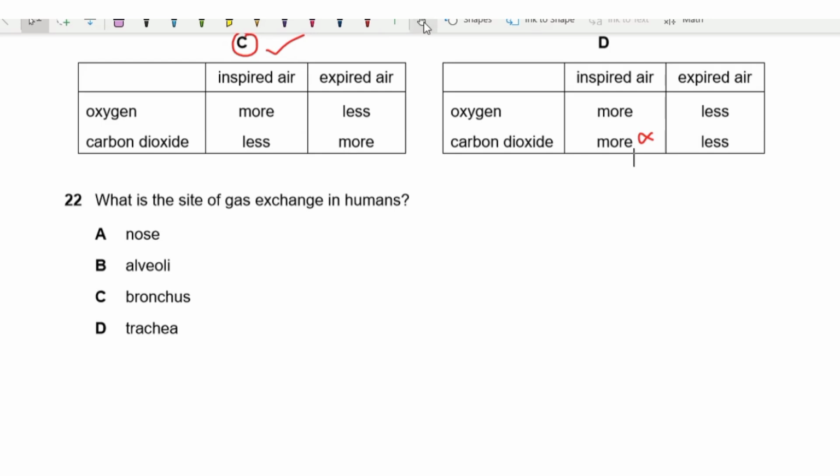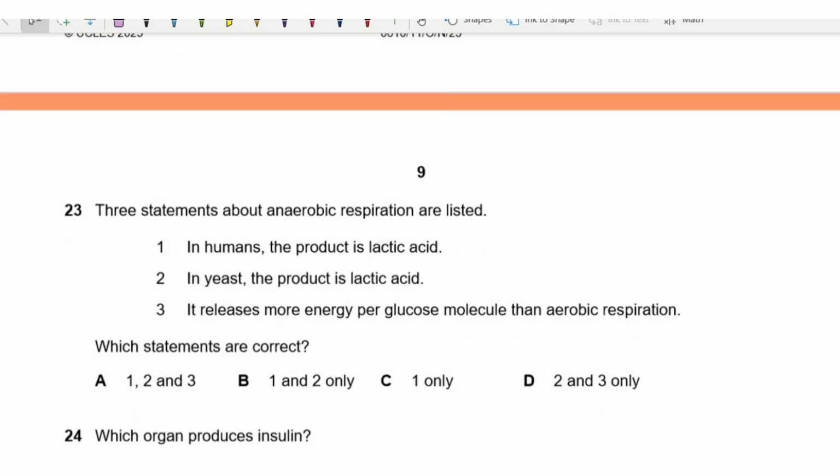Question 22 says, what is the site for gaseous exchange? The site for gaseous exchange is not the nose, it is the alveoli. It is not the bronchioles, neither is it the trachea. So B is our correct answer, the site for gaseous exchange. So we'll now move to question 23.